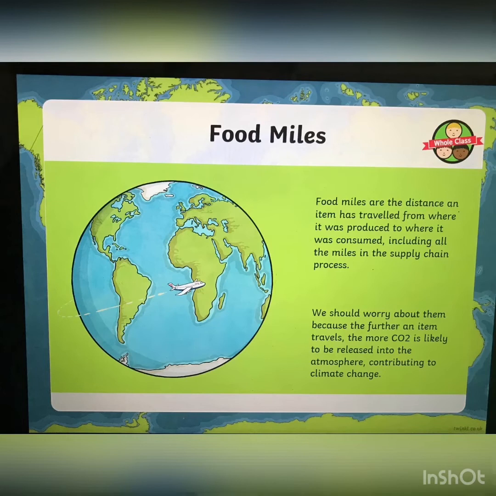So is this something we should be worried about? Well, we should worry about them because the farther an item travels, the more CO2 is likely to be released into the atmosphere, contributing to climate change. So the farther away your food is, the more harsh on the environment it becomes. So that's something to consider when you go shopping.